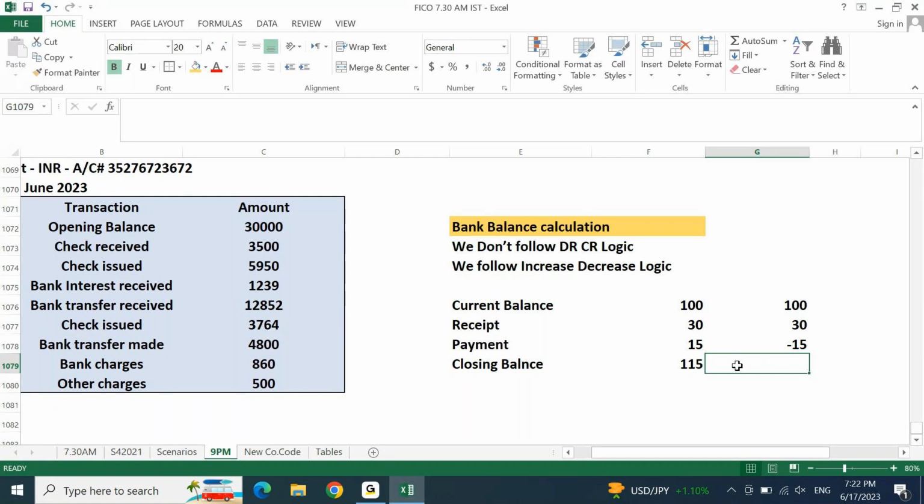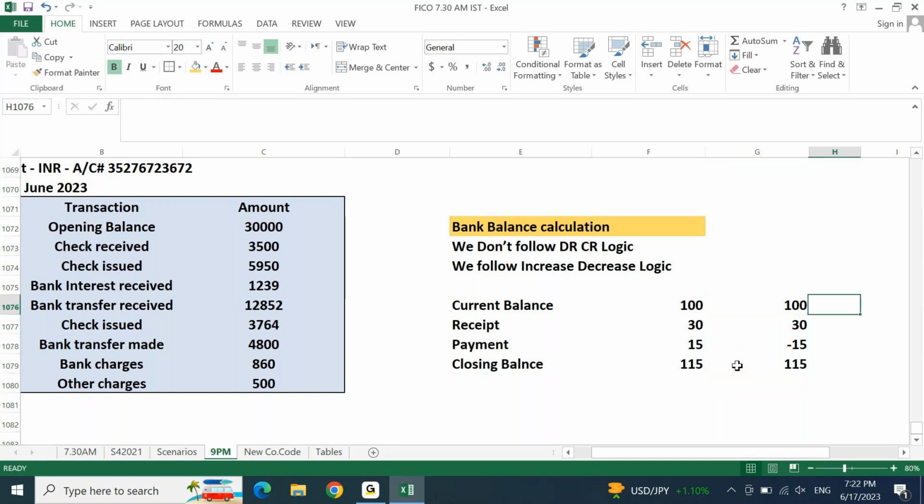Now if you put the numbers according to positive negative signs, you can straight away do a total for this. Now I'm not adding or deducting anything, I'm just doing a sum here. Are we getting the same number, 115? Yes, you got the same number, 115.